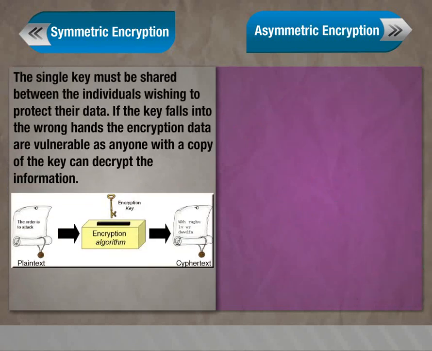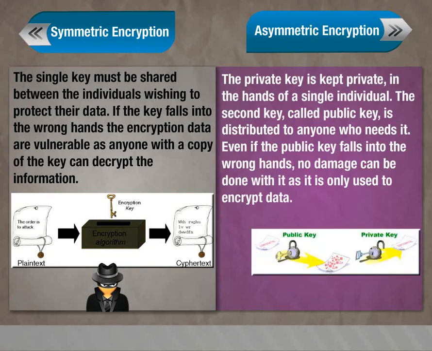The single key must be shared between individuals wishing to protect their data. If the key falls into the wrong hands, the encrypted data is vulnerable, as anyone with a copy of the key can decrypt the information. The private key is kept private in the hands of a single individual. The second key, called the public key, is distributed to anyone who needs it. Even if the public key falls into the wrong hands, no damage can be done with it, as it is only used to encrypt data.